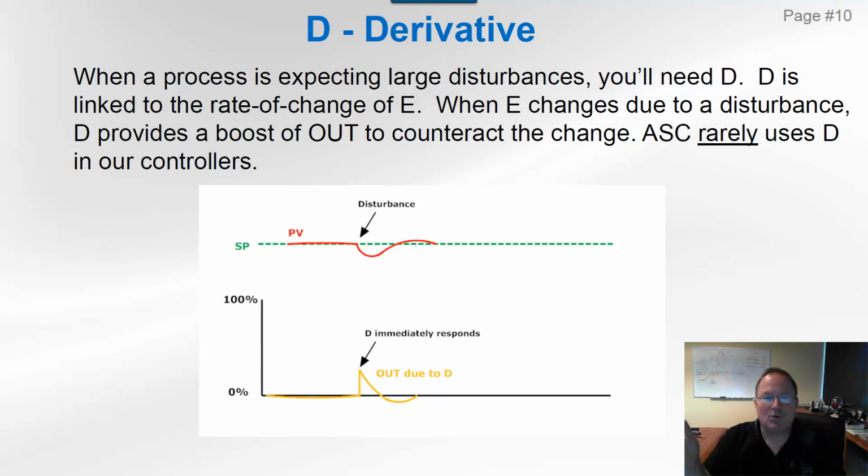But autoclaves don't have that, because we come up to temperature and everything's stable. Even ovens, no one's opening doors in the middle of the cure cycle. So we typically don't put D in our systems.